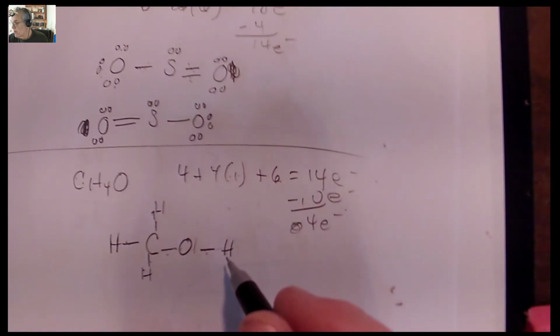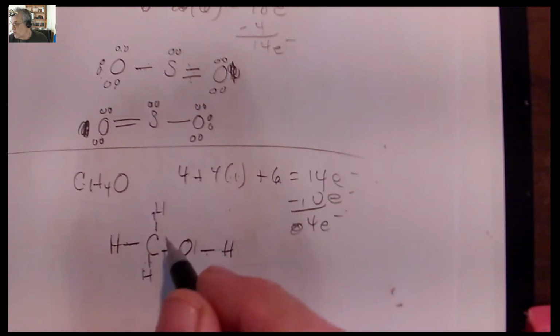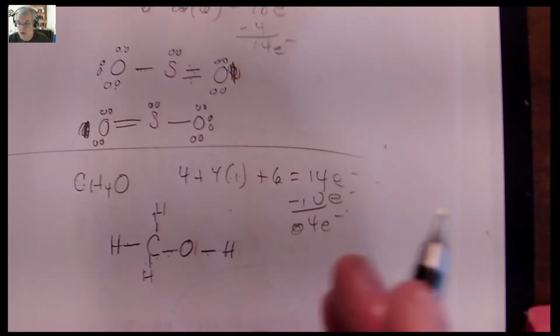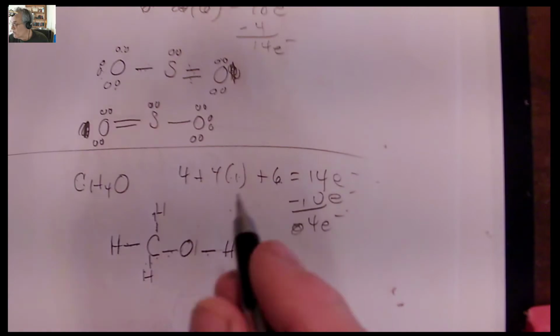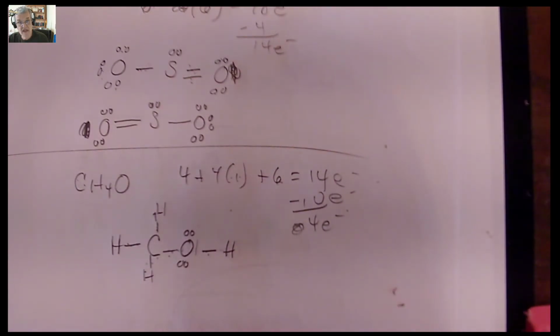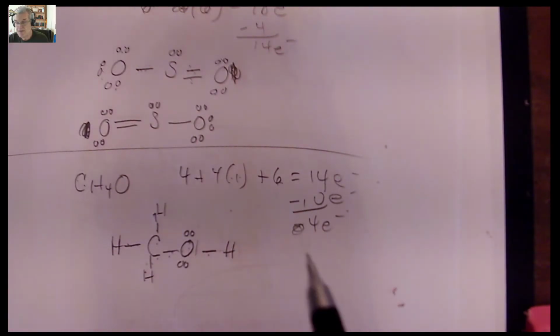So where would I put it? Well, octet rule for the carbon: 1, 2, 3, 4. Yep, 2, 4, 6, 8, it's satisfied. Octet rule for the hydrogens, which is just a 2, that's satisfied. Octet rule for the oxygen, no. I've got 4 electrons, let's put them on the oxygen. Now the octet rule is satisfied for the oxygen, for the carbon, and for the hydrogens.